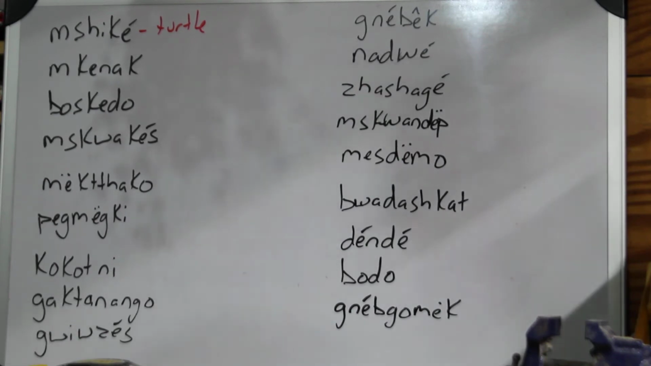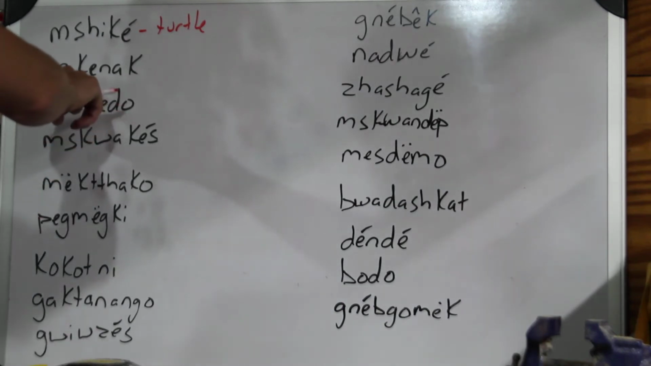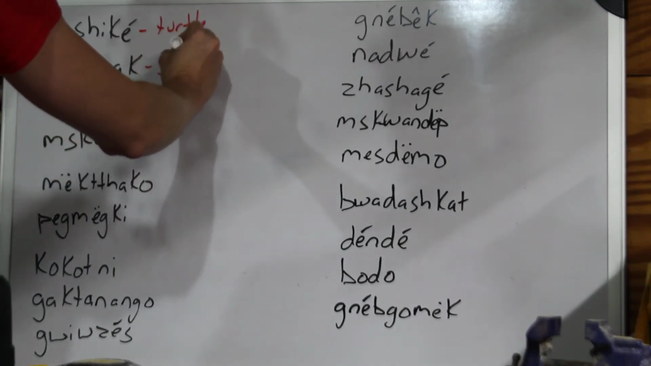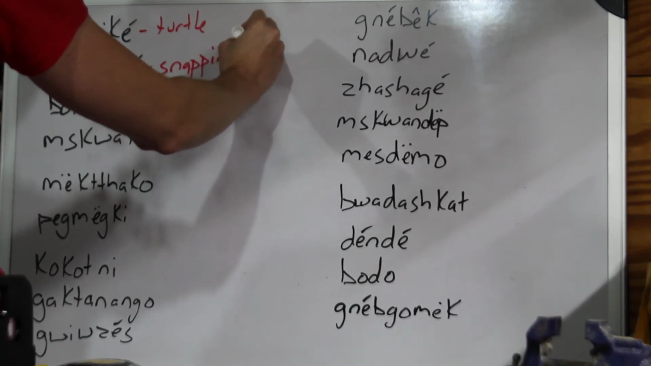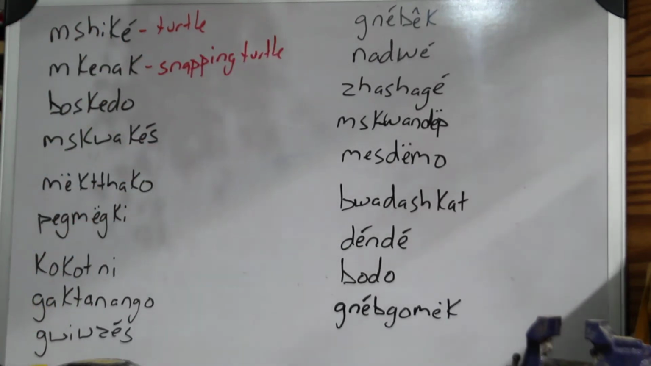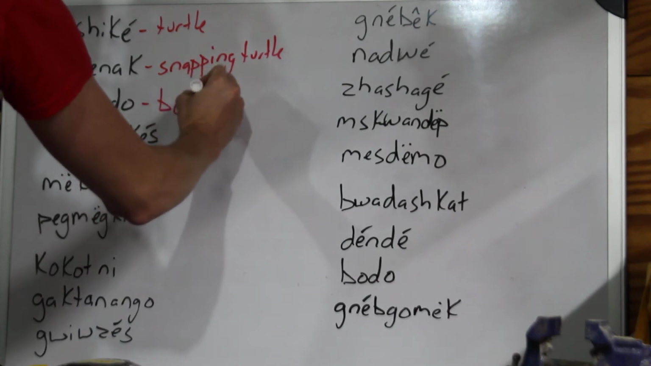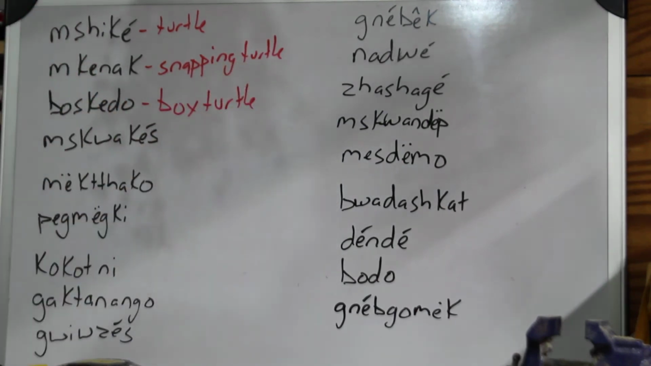Next one we have on here is Mkinok. Mkinok is your snapping turtle. That term Mackinaw or Mackinac all derives from Mkinok, snapping turtle. Next one we have up here is Bosekido. Bosekido is a box turtle. Those are the turtles that have the shell which is like that yellow, orange, and black color. They board up in there.